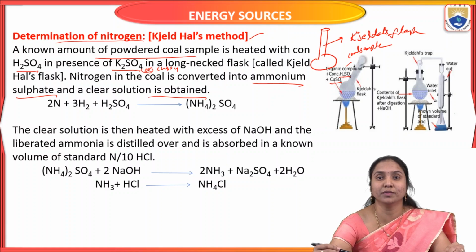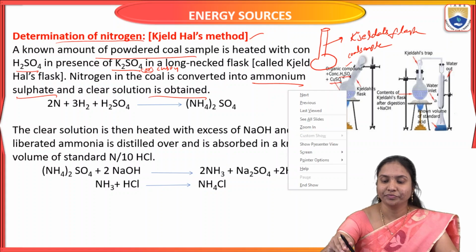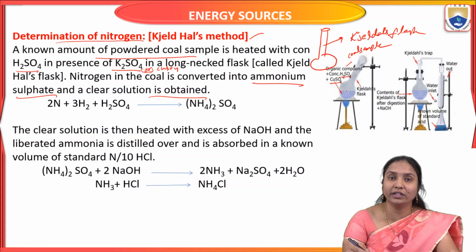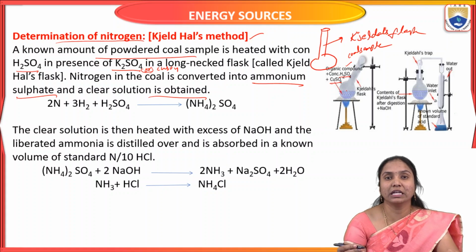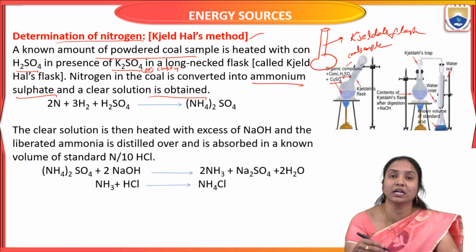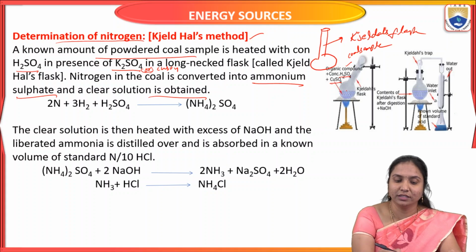For this determination, a known weight of coal sample is taken in this Kjeldahl's flask, and we are also adding concentrated H2SO4, heating with concentrated H2SO4, in the presence of K2SO4 or copper sulfate, which acts as a catalyst. So during the heating process it produces a clear solution, that is ammonium sulfate. If nitrogen is present in this coal sample, it is converted into ammonium sulfate. A clear solution is formed.